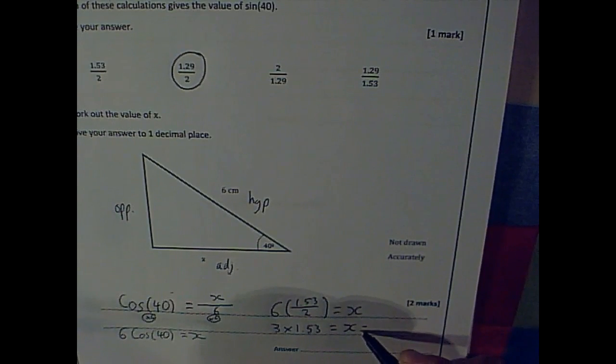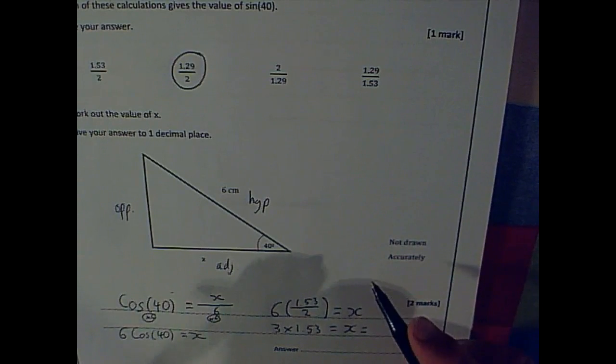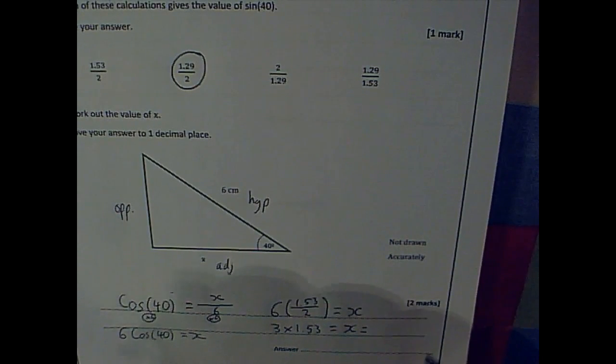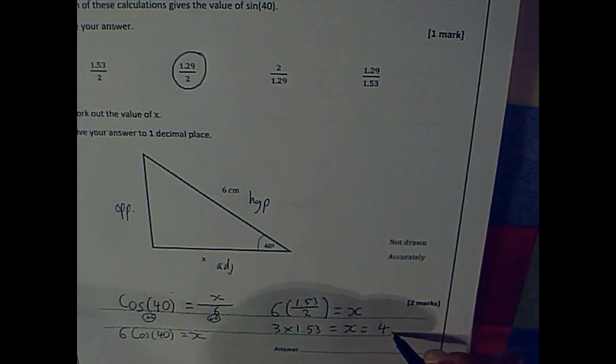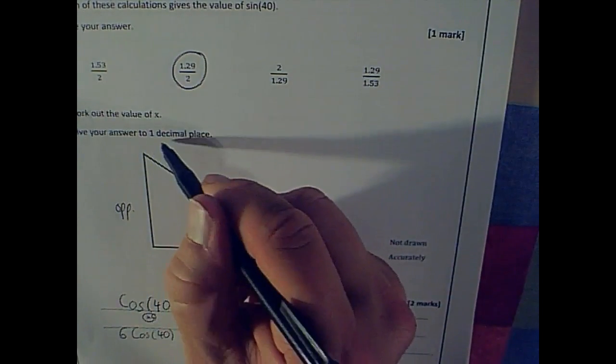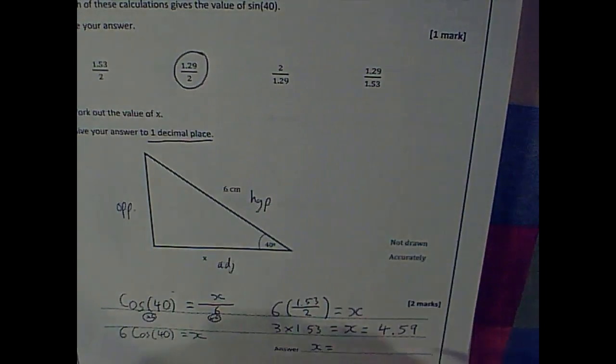So that is equal to, and you could do that in different ways if you weren't confident doing it like that. You could either add up 3 lots of 1.53, or you could do a quick grid multiplication or anything like that. But it should come to 4.59. So there's my answer. X equals, now careful, nearly lost a mark. It says give your answer to 1 decimal place. So I'm going to round that, 4.6.